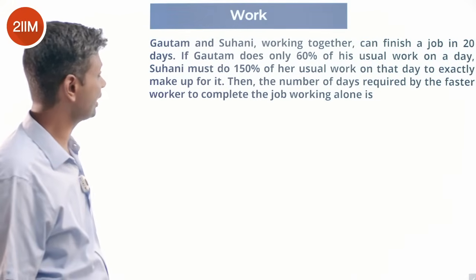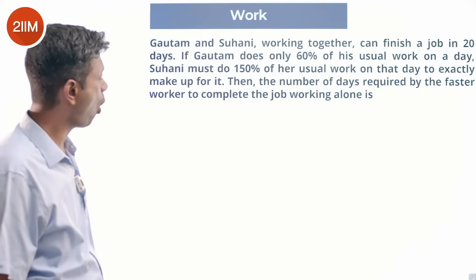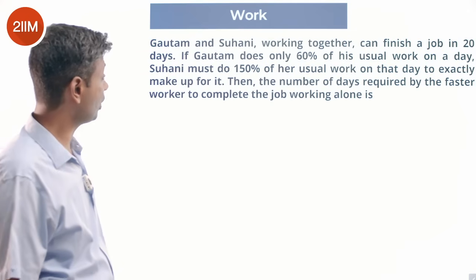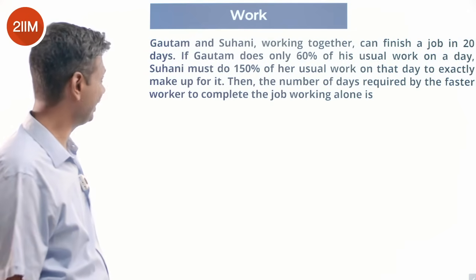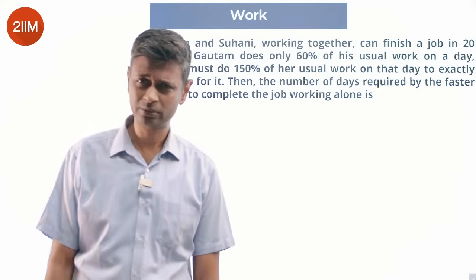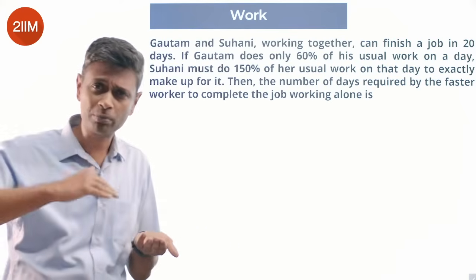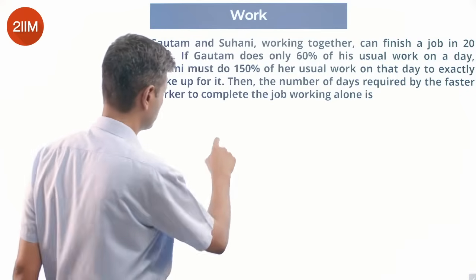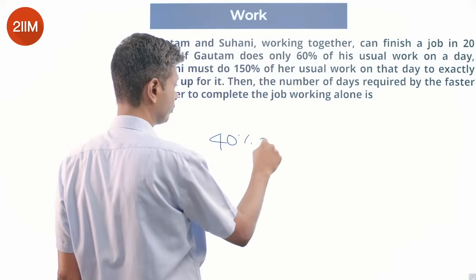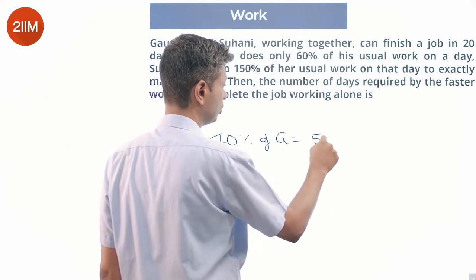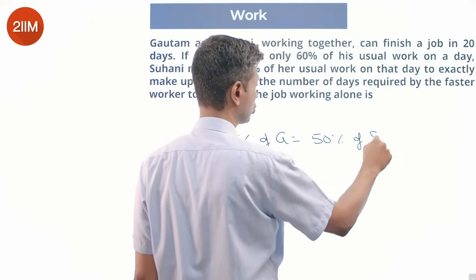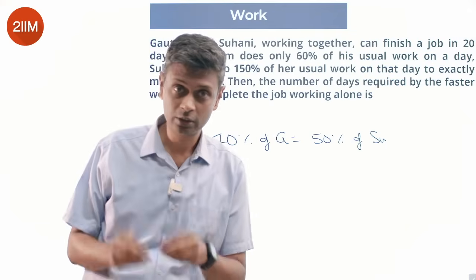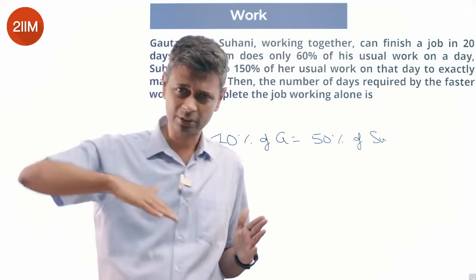Gautam and Suhani working together can finish a job in 20 days. If Gautam does only 60% of his usual work on a day, Suhani must do 150% of her usual work on that day to exactly make up for it. And so Gautam falls short by 40%. Suhani brings in 50% more. So 40% of Gautam is equal to 50% of Suhani. He does only 60% of his usual work, and he falls short by 40%.